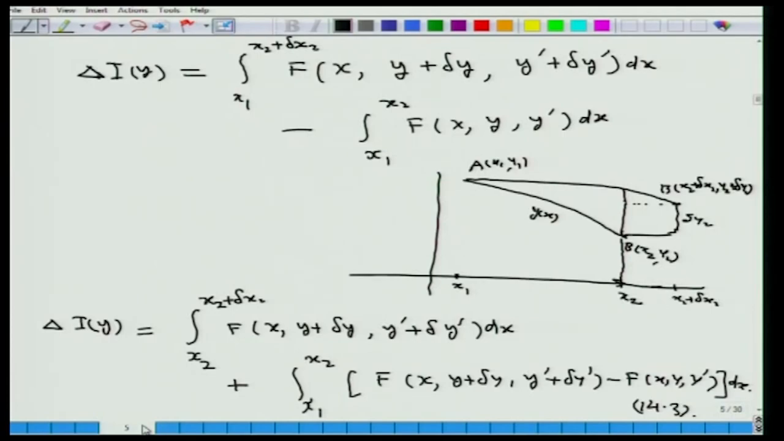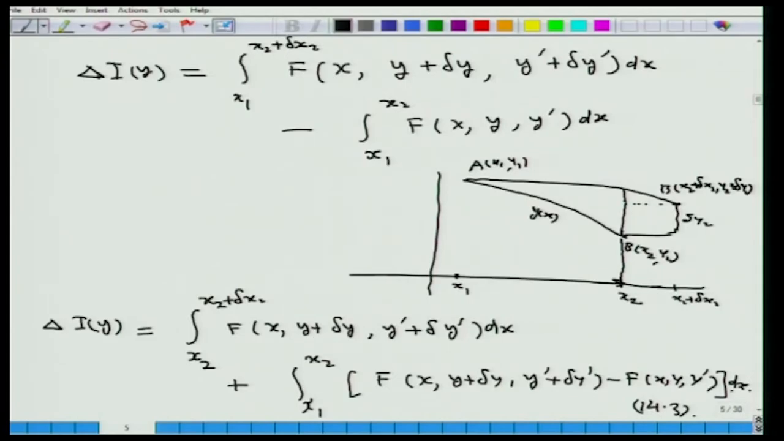So, then we consider its increment delta I[y], which is the difference of these two integrals, that x1 to x2 plus delta x2 f of x, y plus delta y, y prime plus delta y prime dx, minus x1 to x2 f of x, y, y prime dx. And so, here we break this integral into two parts, x2 to x2 plus delta x2 and x1 to x2. So, these are written here, x2 to x2 plus delta x2 of f(x, y plus delta y, y prime plus delta y prime) dx plus x1 to x2 of f(x, y plus delta y, y prime plus delta y prime) minus f(x, y, y prime) dx.